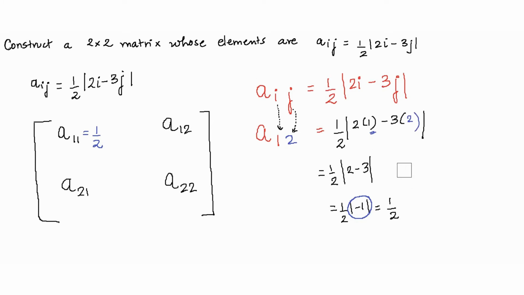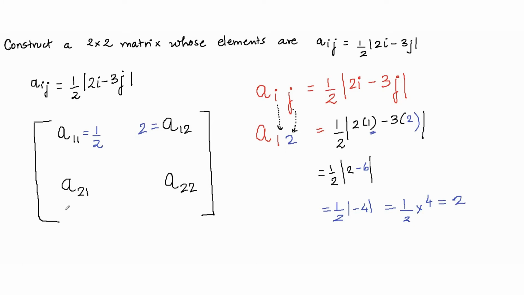The change is going to be, I will get 2 ones are 2, and 2 minus 3 twos are 6. Therefore, I get 2 minus 6. And I know that 2 minus 6 is minus 4. So this becomes half of magnitude of minus 4. And magnitude of minus 4 is 4. So half of 4 is going to be 2, right? So you will notice that this value is 2, which means that this particular element that you have, A12, is equal to 2.